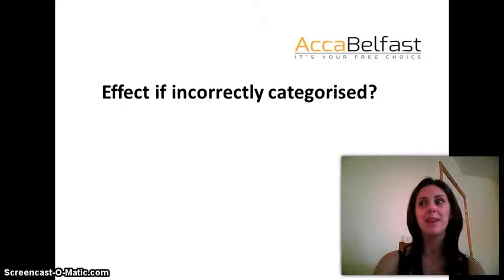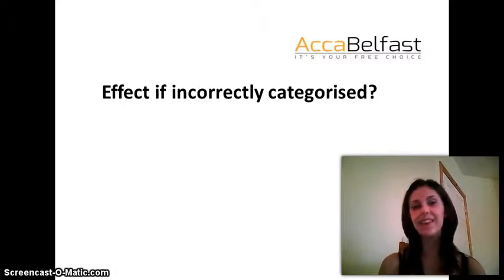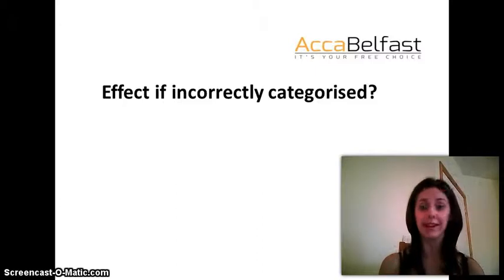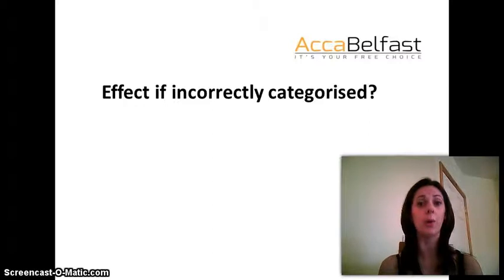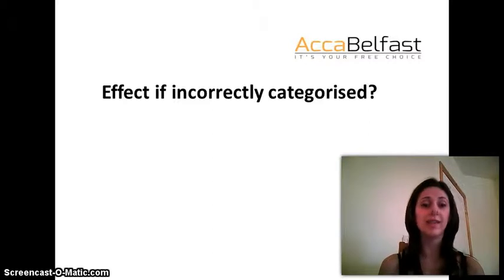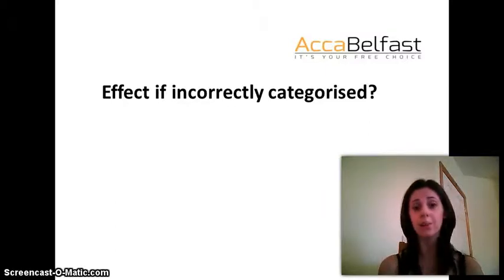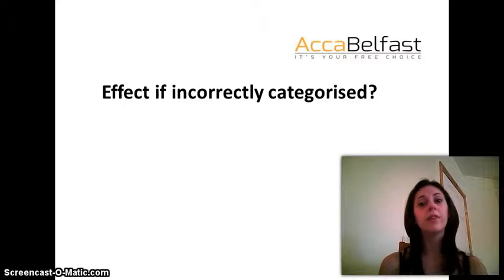So if you maybe had a finance lease and didn't categorise it correctly, so you didn't recognise the asset, you didn't charge depreciation, etc., and you just brought it in as an operating lease, then your assets and your liabilities in your statement of financial position would be understated. So this is going to have an effect on your gearing and various other ratios. So basically it's not going to give a true reflection of the economic situation within your company.